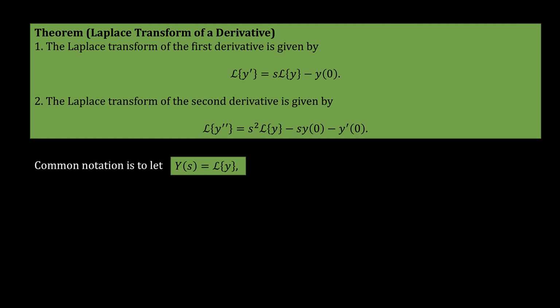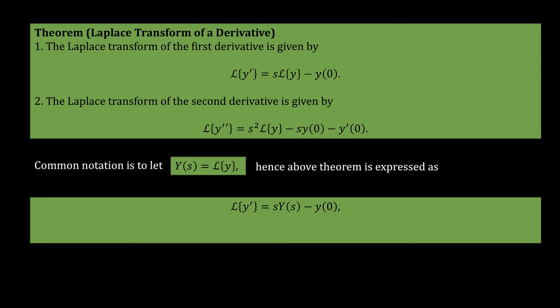So we're going to interchange the notation. Instead of using the Laplace transform of y, we're going to switch it out for capital Y of s. So we're going to express the above theorem in the following way, and this is how we're primarily going to use it throughout the remainder of this series. The Laplace transform of y prime is now s capital Y of s minus y of 0. And the Laplace transform of the second derivative will be s squared capital Y of s minus s y of 0 minus y prime of 0.